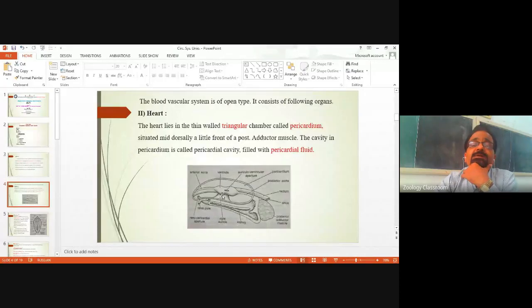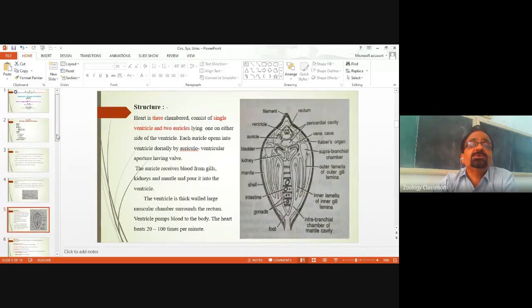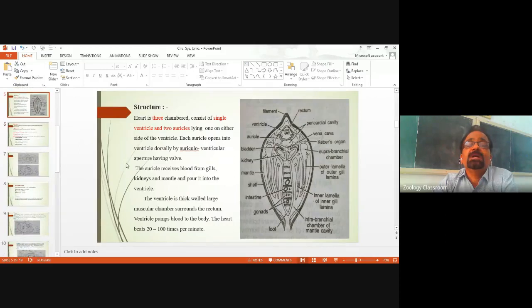Location of the heart in the pericardium. Now let's move towards another. See, now the structure shows it is three-chambered, consisting of a single ventricle and two auricles. Now, if you study the sectional view of the heart, here it is very much visible.